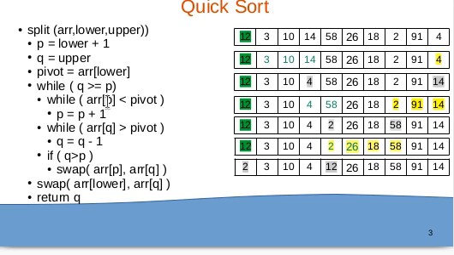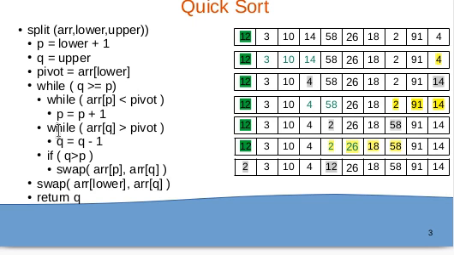While array of P is less than the pivot point, we only move this P pointer forward to the next element. So in this while loop we start from here and keep incrementing the value of P, until we reach here, where the pivot is not greater than array of P. So here we stop.